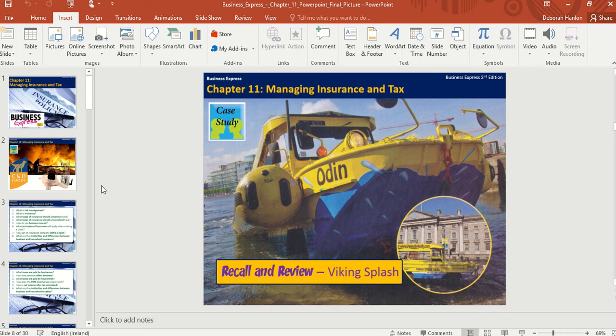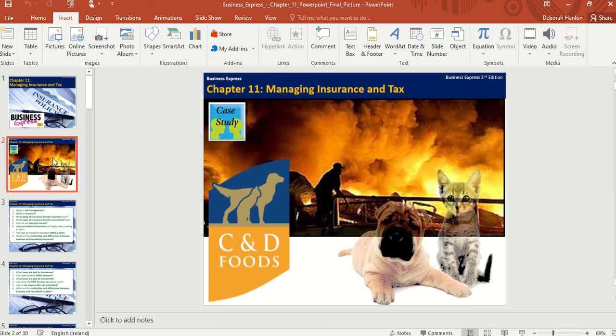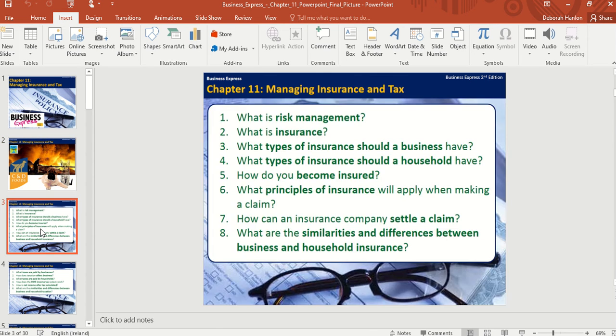Chapter 11, Managing Insurance and Tax. This chapter we will look at insurance first and how important it is for businesses and households. We will look at the different types of insurance and the principles of insurance, very important, and the similarities and differences then between businesses and households.